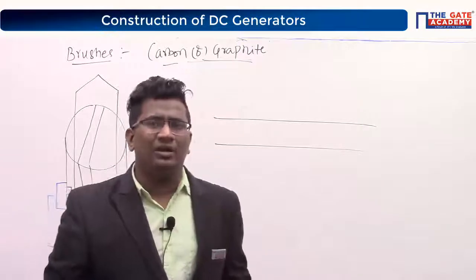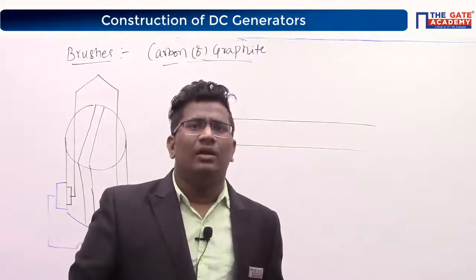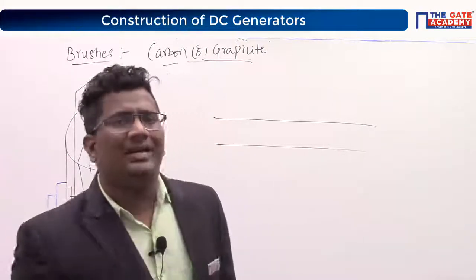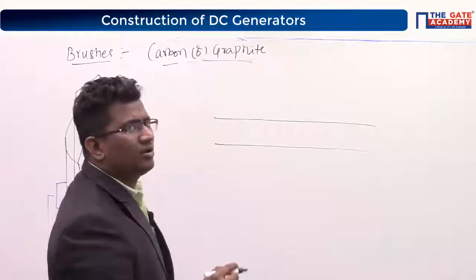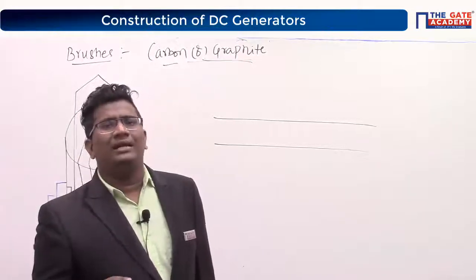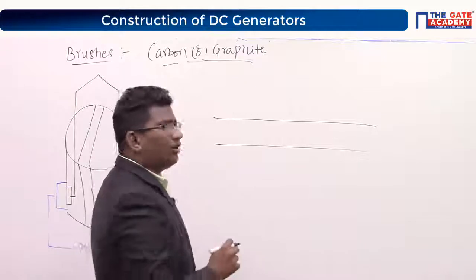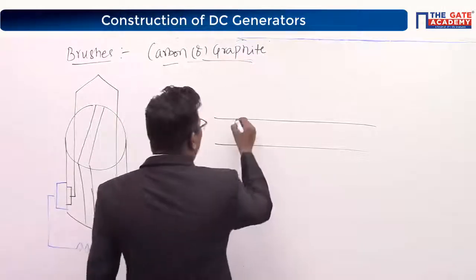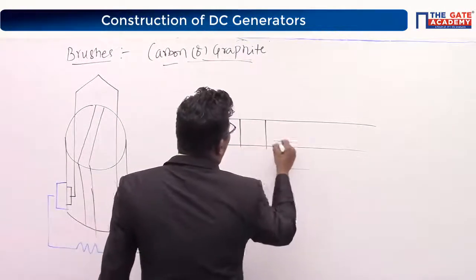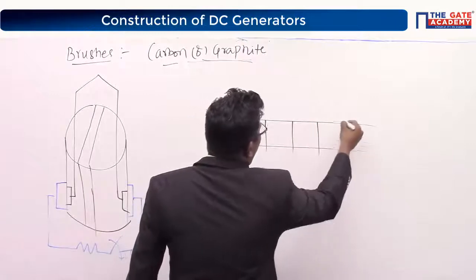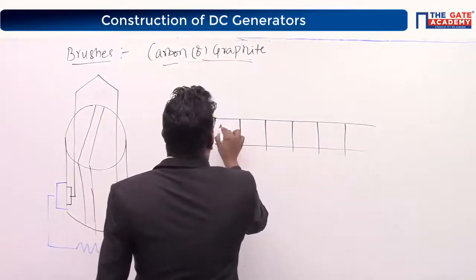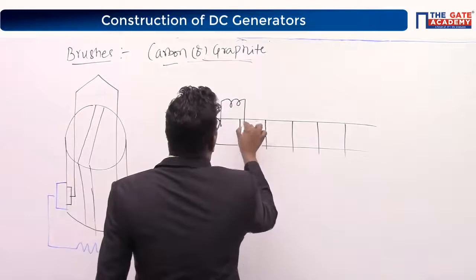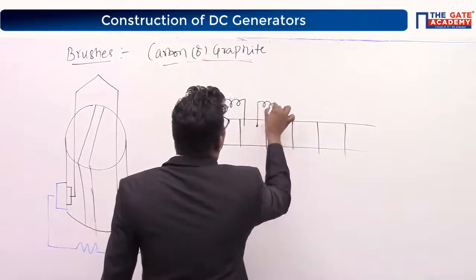Are you placing brushes on the commutator or the stator? Obviously, brushes we are placing on the commutator. Same commutator I am taking, with segments 3, 4. I have a coil connection like this.